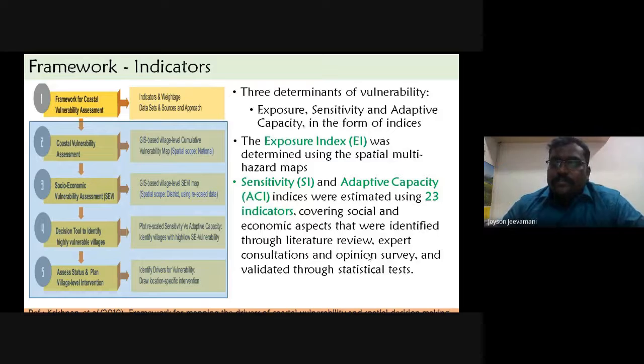These indicators we collected through literature survey and expert consultation, and we did an opinion survey to decide how much weightage to give to each of these indicators and how to arrive at the index level. It has been validated through various statistical methods like Cronbach's alpha. So for the internal consistency among the index values, we have used statistical tests.